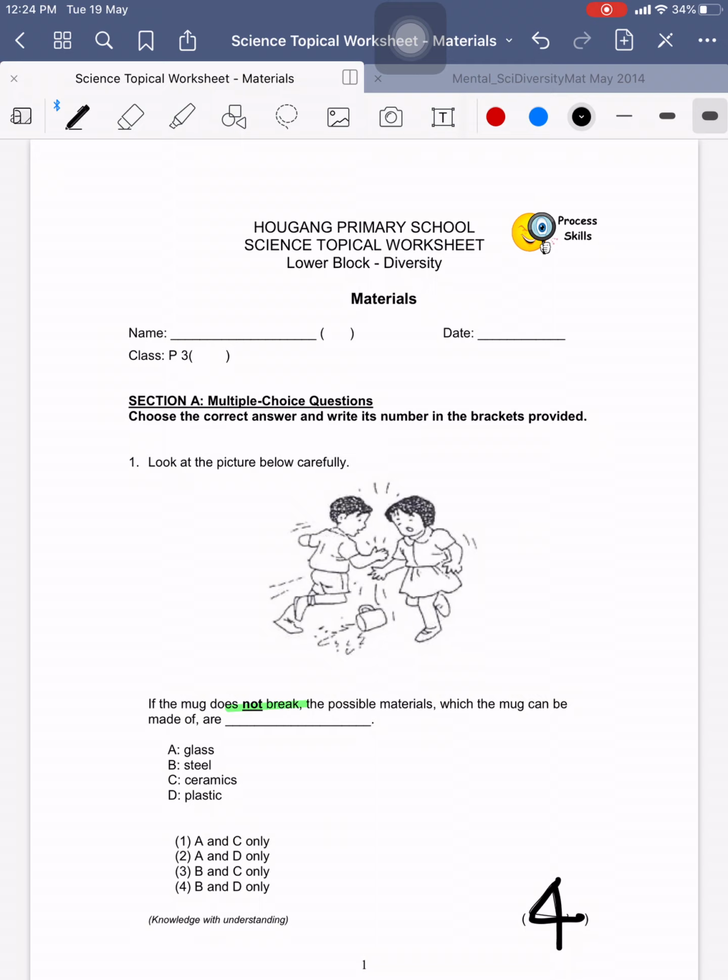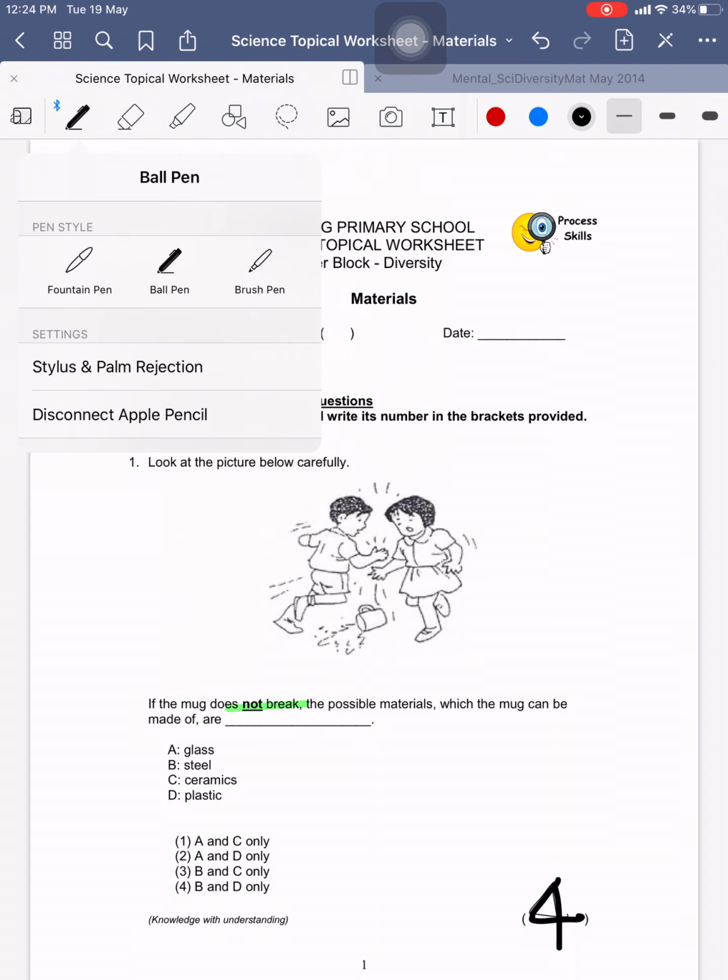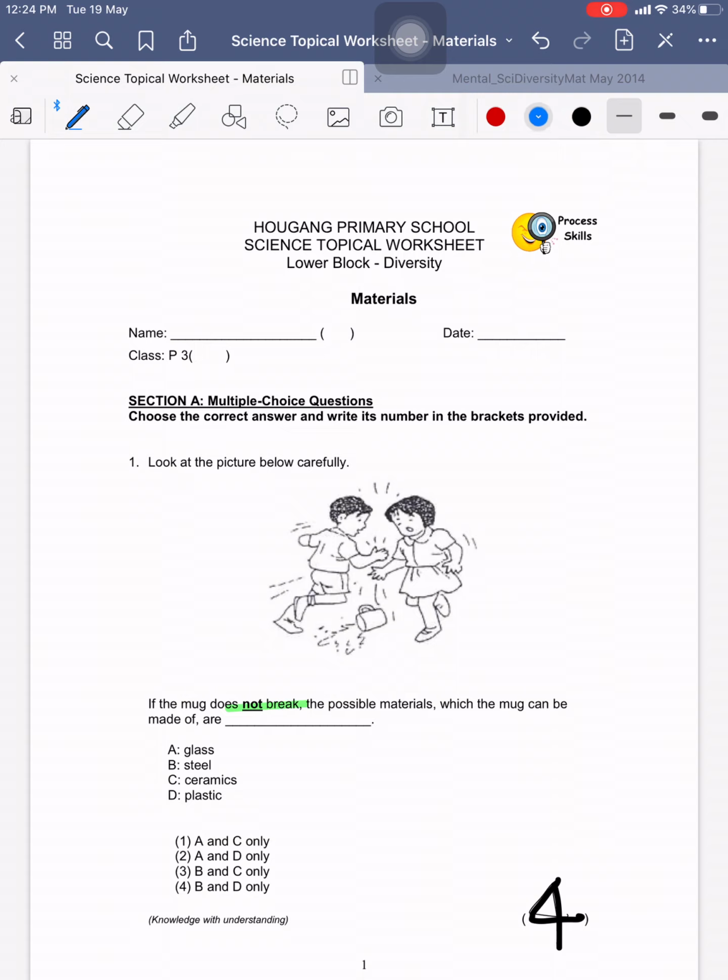Okay, now why is that so? Now you can actually see that glass is something that will break easily. So I will have to reject this. Steel, yes. Ceramics, no. Plastic, yes. So answer will be 4.